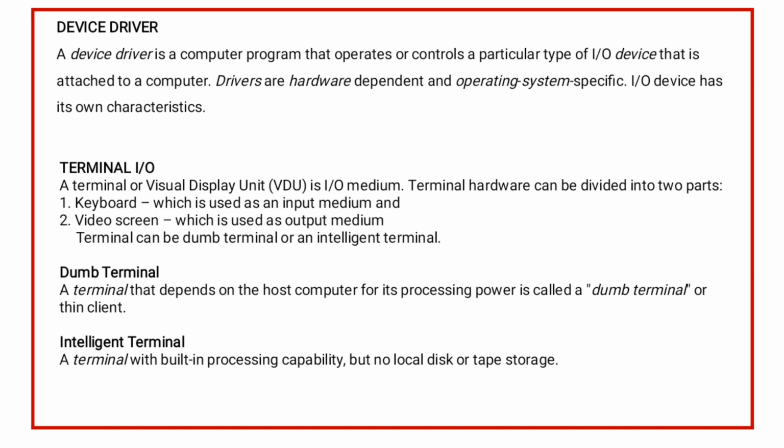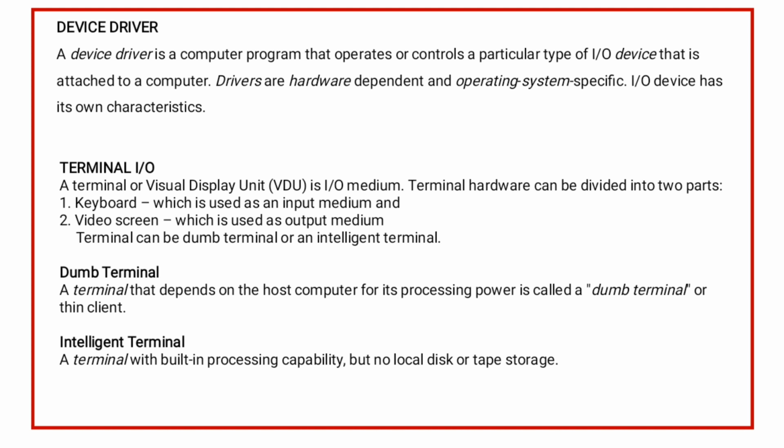Now, what is a dumb terminal? A terminal that depends on the host computer for its processing power is called a dumb terminal or thin client that accepts data from the CPU. Output devices such as monitor and keyboard are an example of a dumb terminal because it has zero processing capabilities.